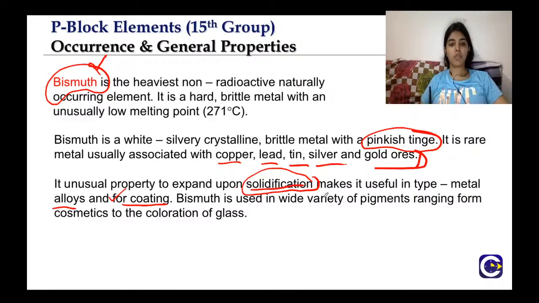Bismuth is used in cosmetics and also for the coloration of glass. You have seen that some people have glasses which are pink colored, yellow colored or multicolored. There we can use bismuth.